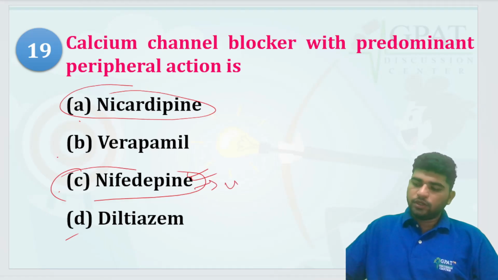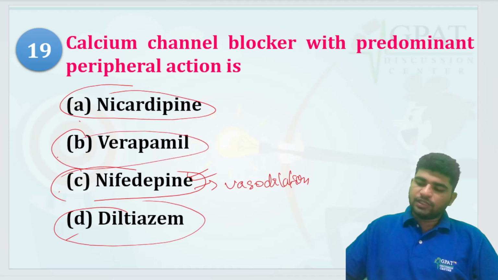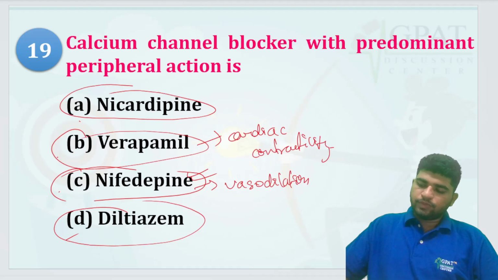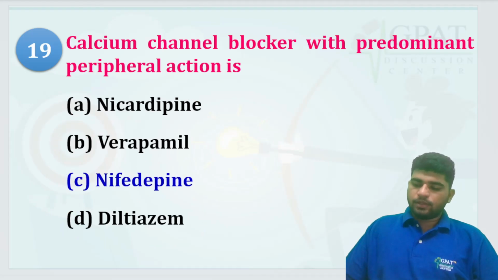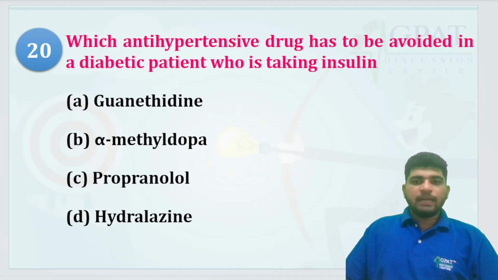It may cause your vasodilation. Diltiazem and verapamil generally act on cardiac contractility. So nifedipine will be the correct option. Which antihypertensive drug has to be avoided in a diabetic patient who is taking insulin?